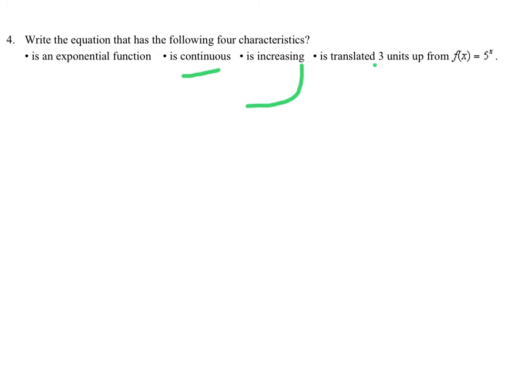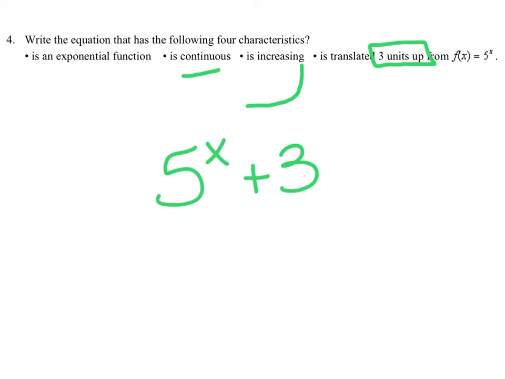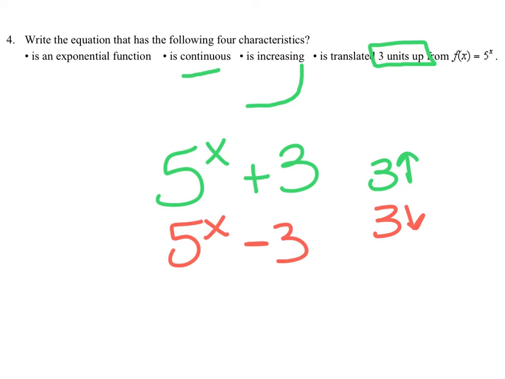And is translated 3 units up. So 3 units up. That means it's going to be a big 3 on the outside. And look, just like that. That would be 3 units up. If it was 3 units down, sorry, let me erase that. I want to do a different color. If it was 3 units down, then it would have been 5 raised to the x minus 3.